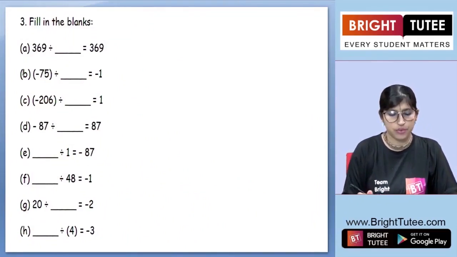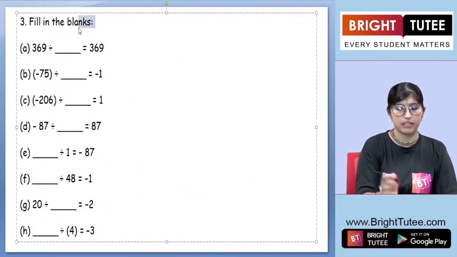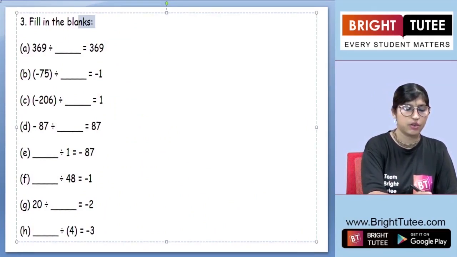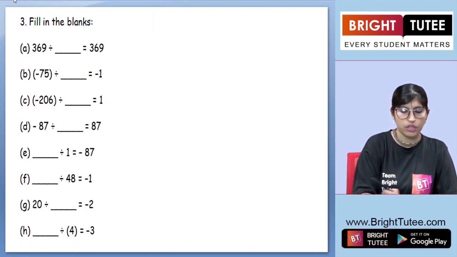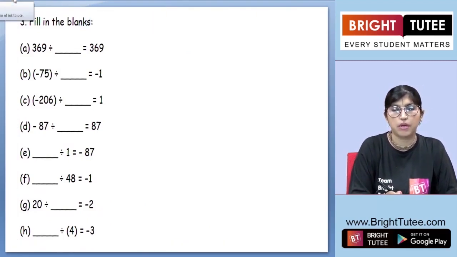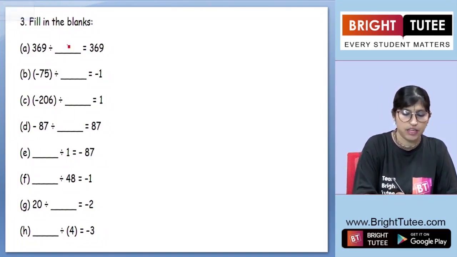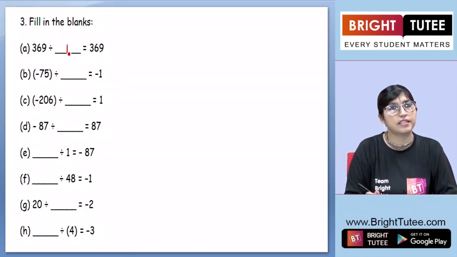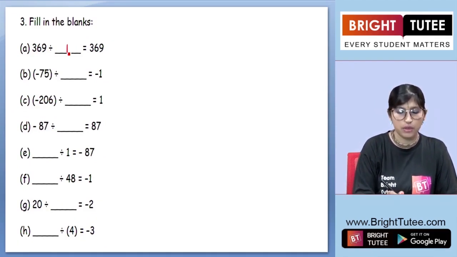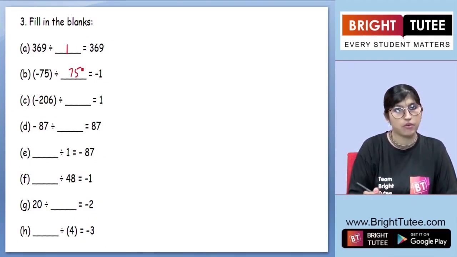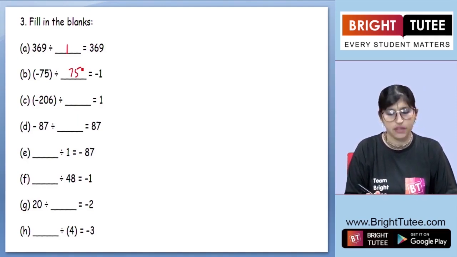Let's move on to question 3. Now we need to fill in the blanks, wherein 369 is divided by what to get 369 only. So 369 divided by what number will we get 369? So we'll be dividing it by 1, then only we'll get the same answer. Now minus 75 shall be divided by which integer to get minus 1? So we already got minus, so we'll divide it by 75 only, so that we get minus 1.